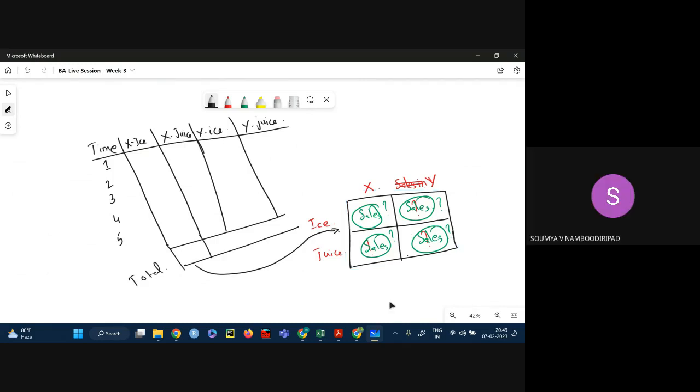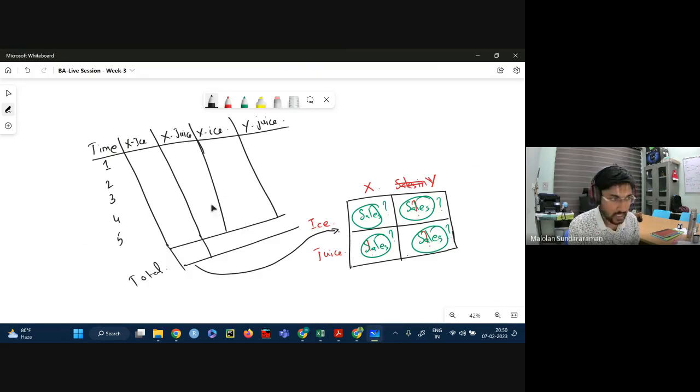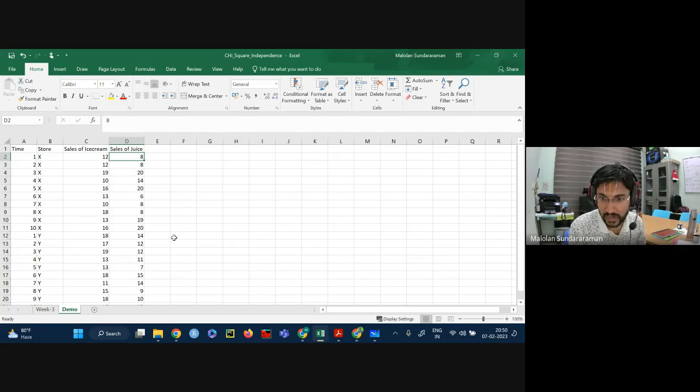Okay. So let's say this is the data that you collect. Usually it will come like this. So you will have time, you will have store, sales of ice cream, sales of juice. Fine. So this is one way of collecting this data. Instead of having separate columns and time here, I've given time X and its values. Okay. So that is the data.